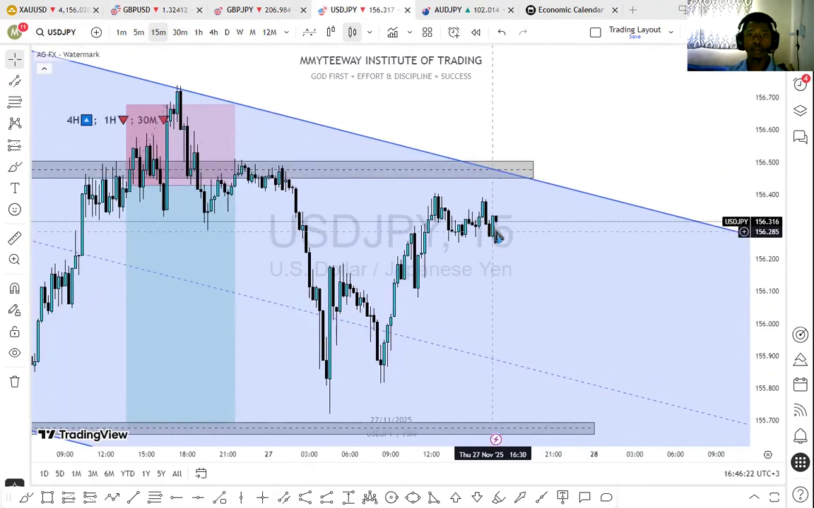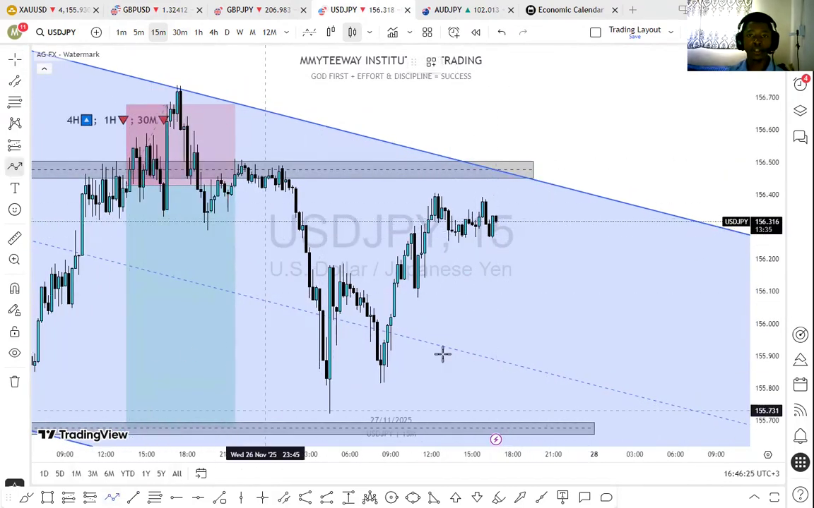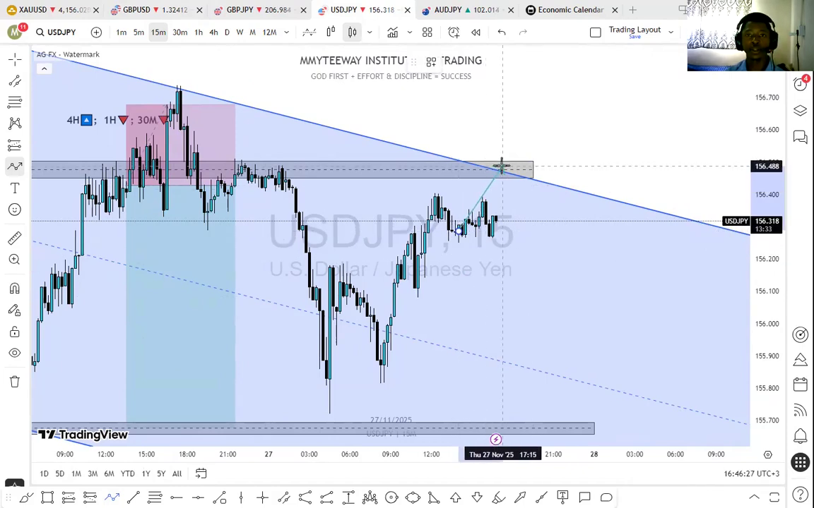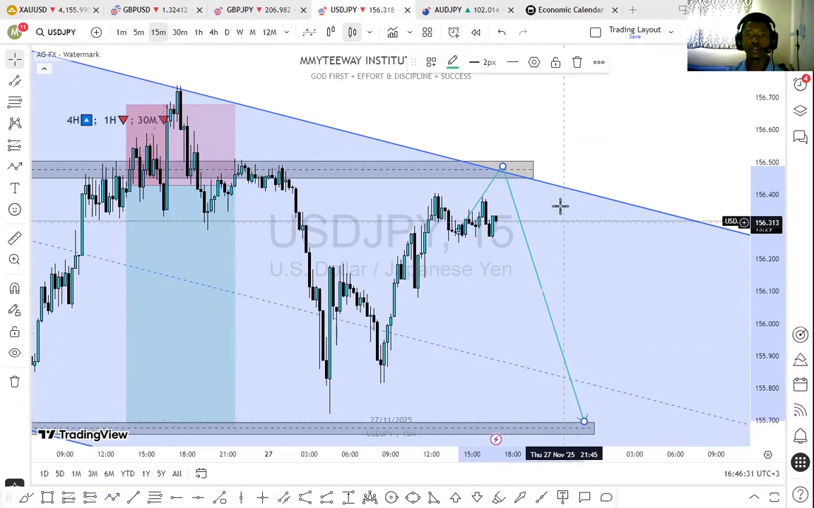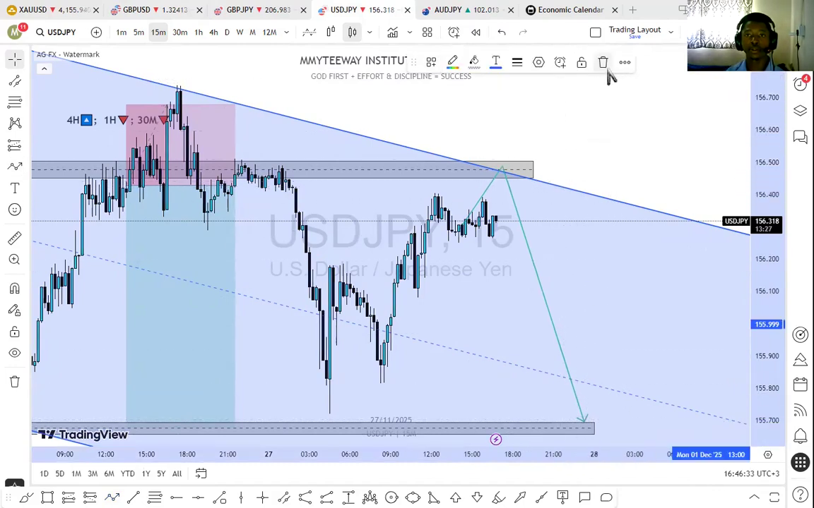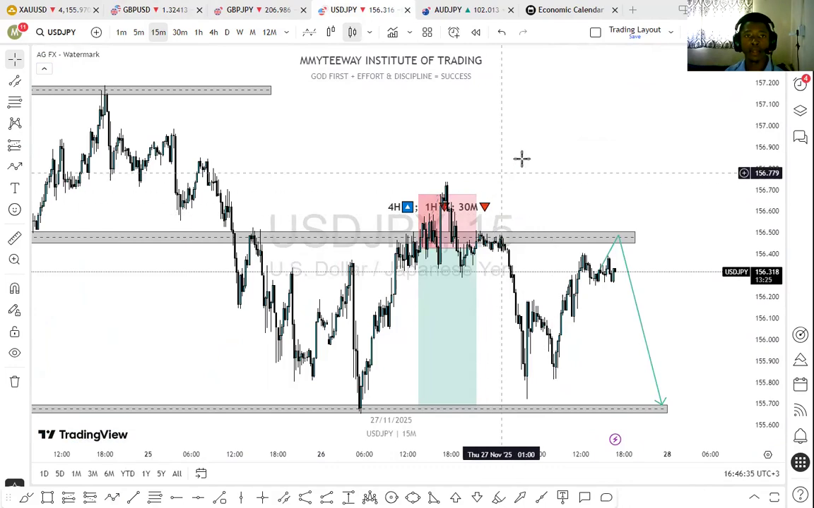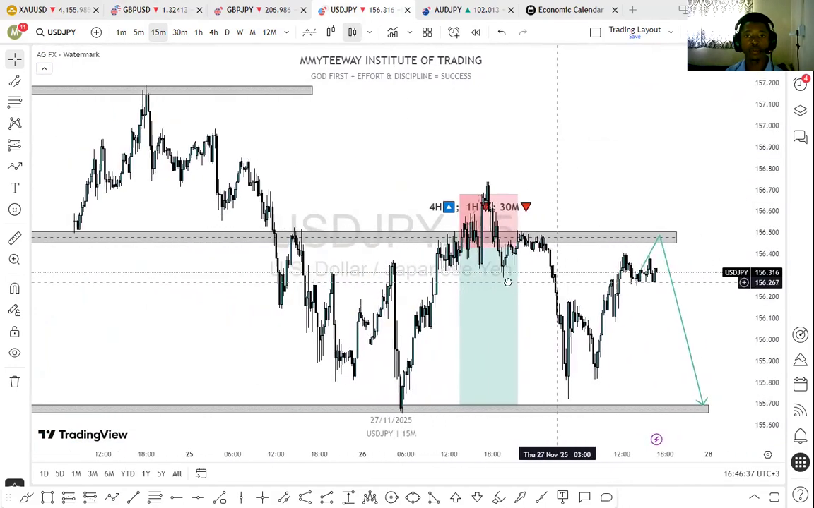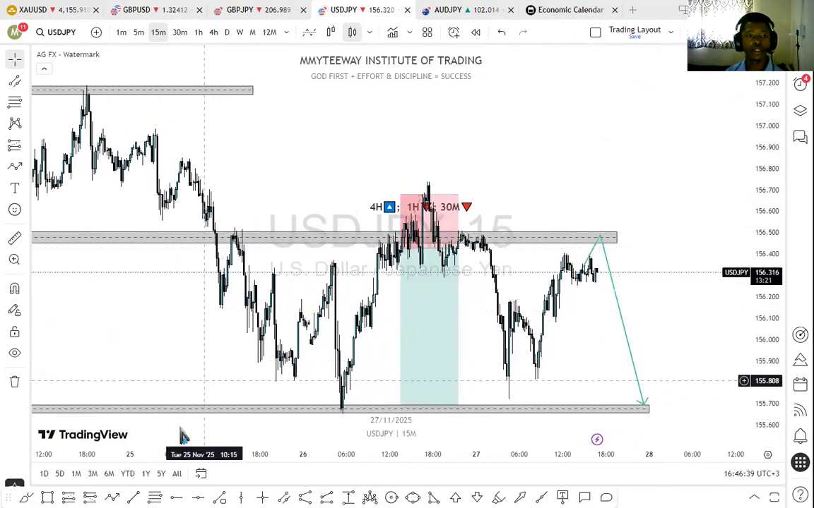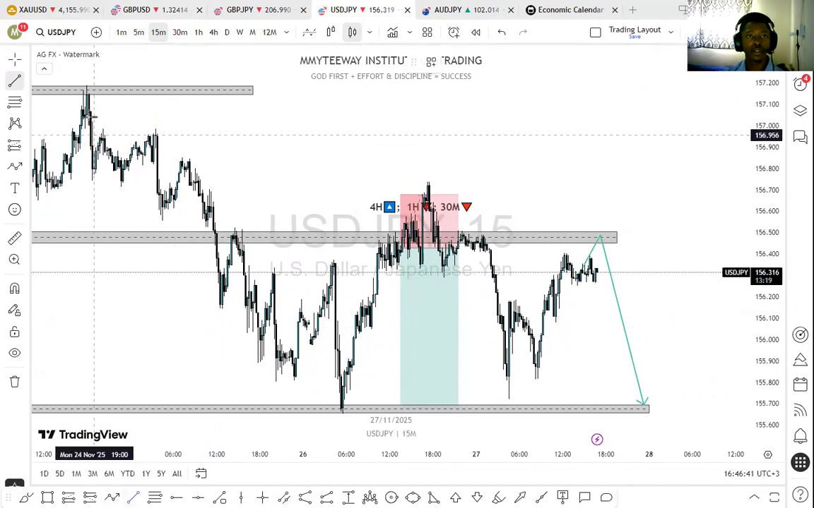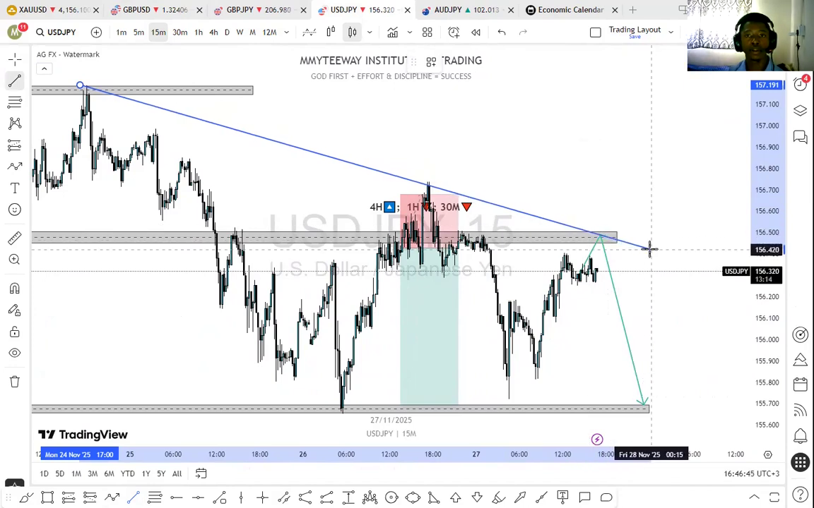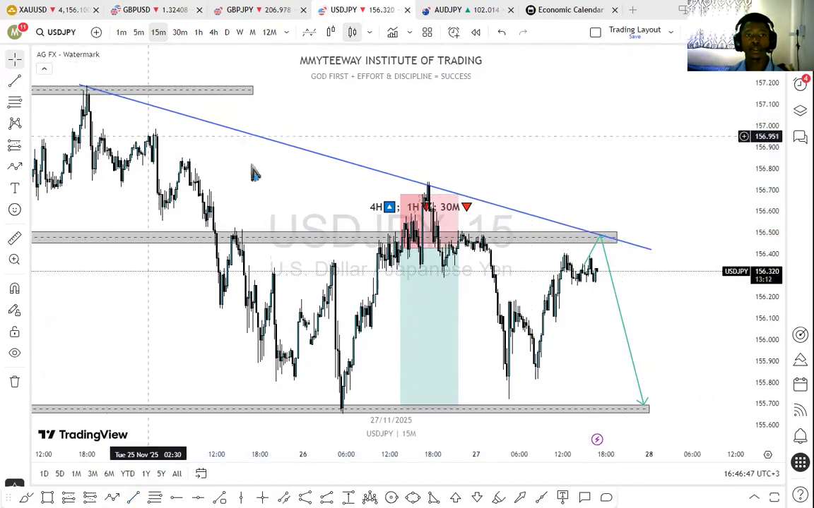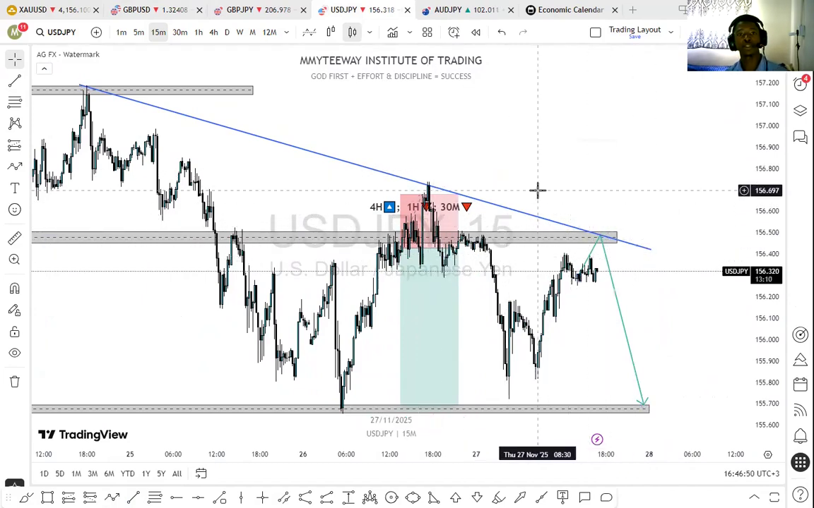So I'm expecting the graph to respect the channel as well as this key area. Let me just delete this channel to reduce noise. To respect this channel as well as this key area, let me just see if I draw a trend line. Yeah, it might come and respect this trend line.